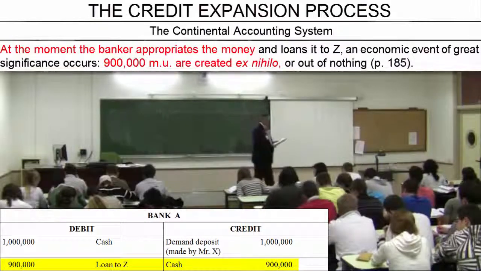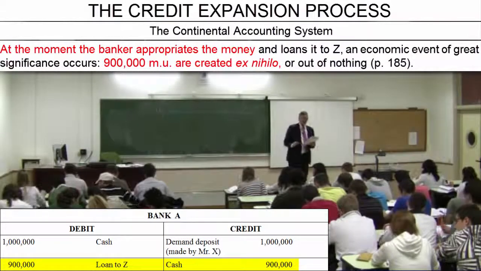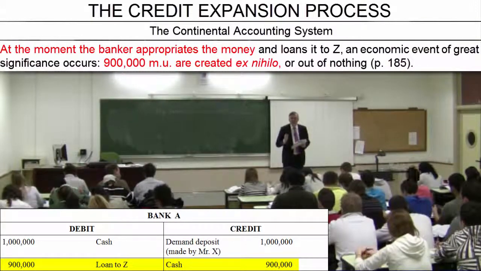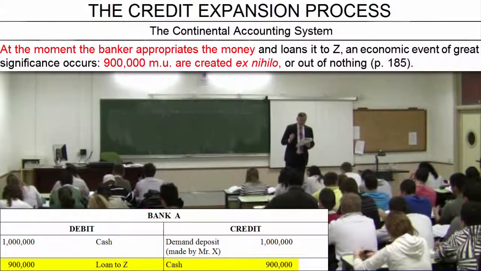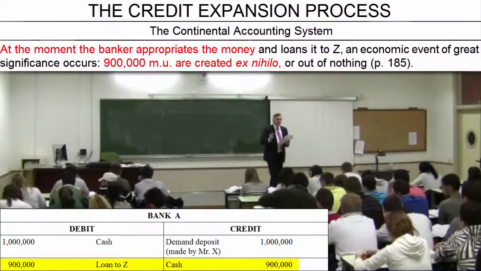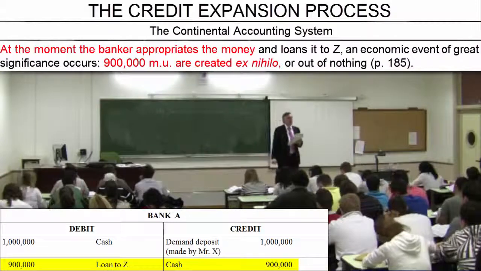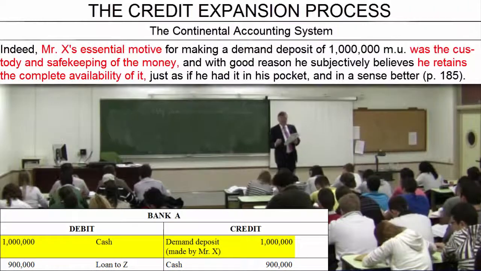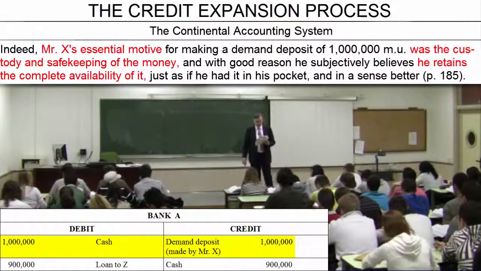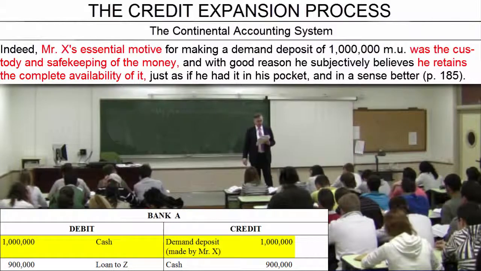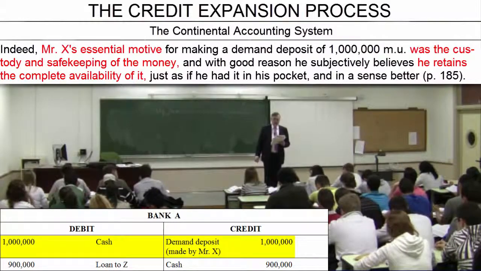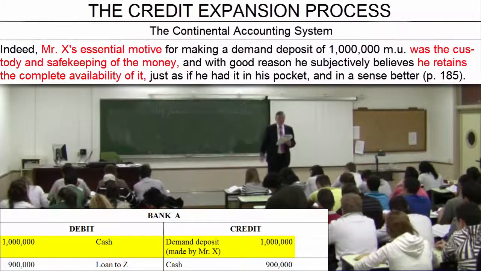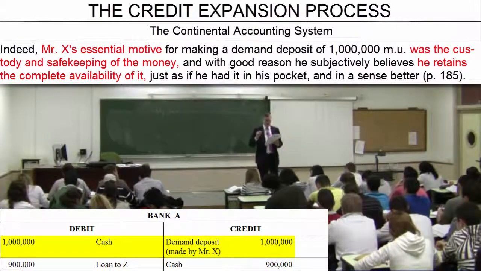The moment the bankers appropriate the money and lend it to Z, an economic event of vital importance occurs. At that moment, 900,000 monetary units are created ex nihilo, or out of nothing. Remember that Mr. X's essential motive for originally making the demand deposit of 1,000,000 monetary units was custody and safekeeping. In other words, he made a true demand deposit, the cause of which is custody and safekeeping. Therefore, Mr. X subjectively, and with good reason, believes he has 1,000,000 monetary units in his cash balances.